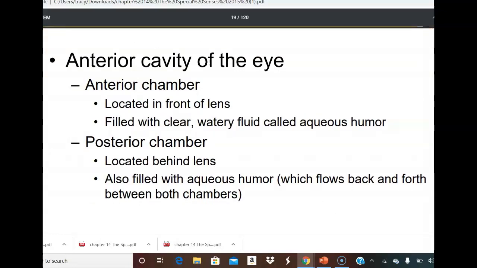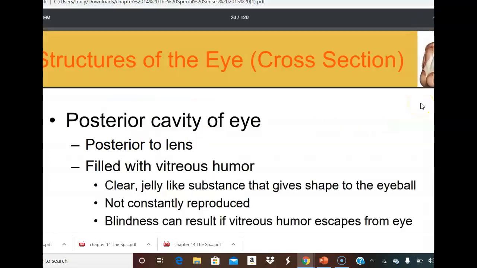Okay, so we kind of went through all of those areas. The anterior chamber is in front of the lens. It has aqueous humor. The posterior chamber is behind the lens, but it's also filled with aqueous humor. And so it's important that the flow of that fluid be able to go back and forth. Otherwise, it can lead to a disease process called glaucoma.